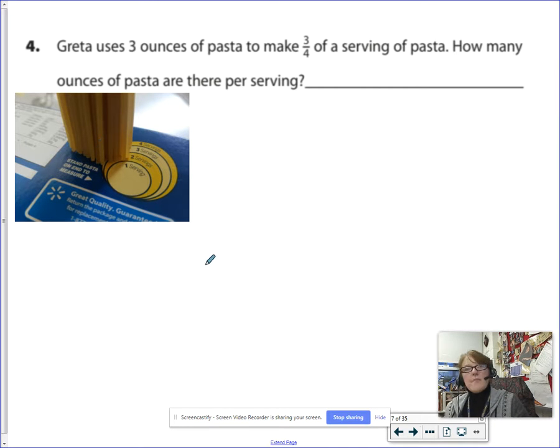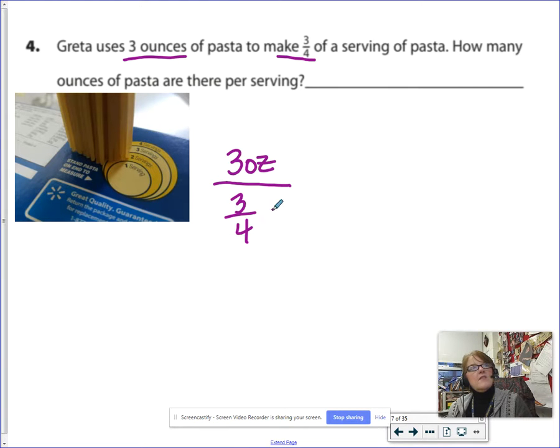All right, let's talk about Greta. She likes to cook. She's channeling her inner Italian meal here now, and she's going to be super chef. She's using 3 ounces of pasta, and that makes 3/4 of a serving. So this is the dry pasta, whether it's linguine, fettuccine, spaghetti, I don't know what. So 3 ounces, okay, makes 3/4 of a serving.